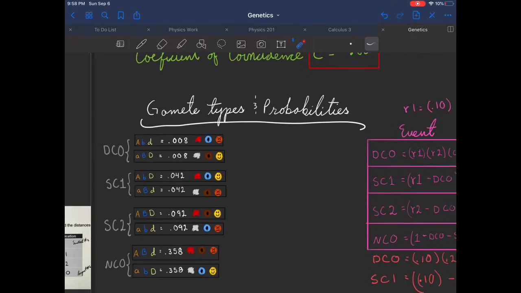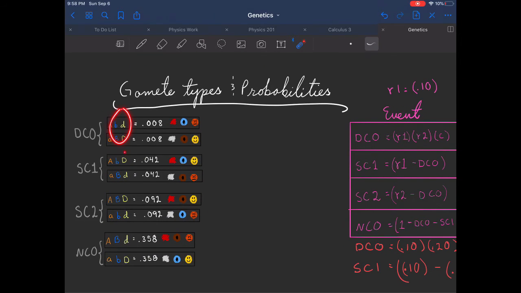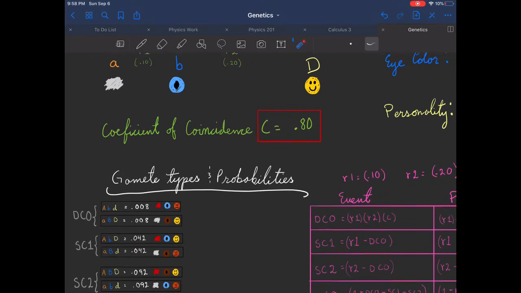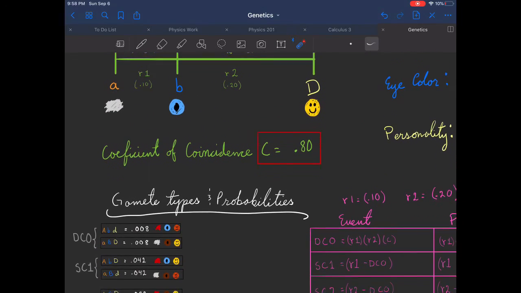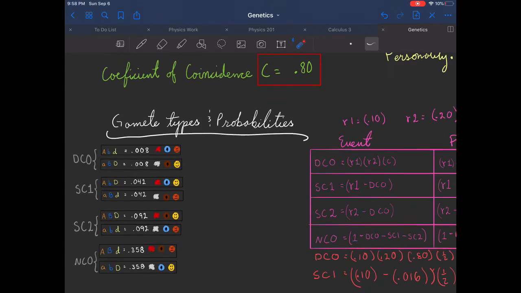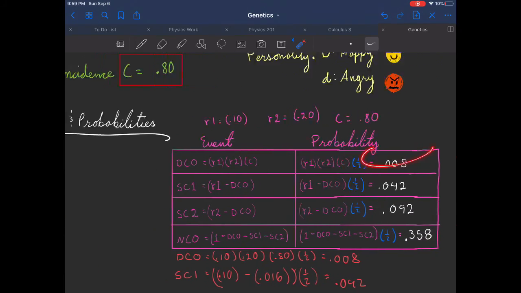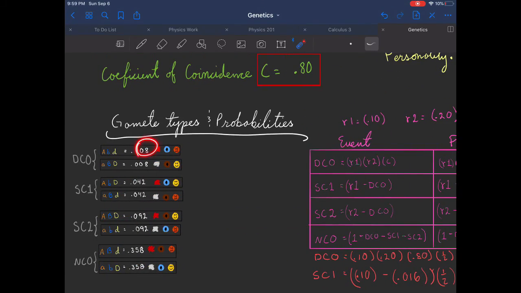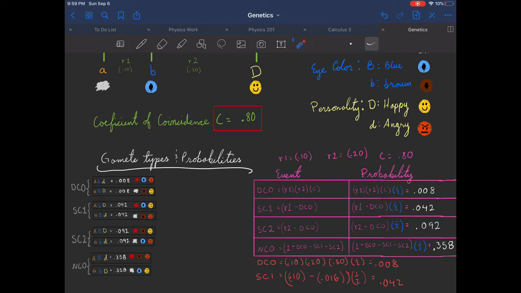Now, to calculate the probability of these combinations happening, we need to first see what type of crossover is happening. For the first one, we see double crossover. Big A crosses to little b, back to little d. So we just look at double crossover, and we use that value to plug it in here. And same for the rest of them. We just take our different crossovers happening, and we plug them in to the probability.